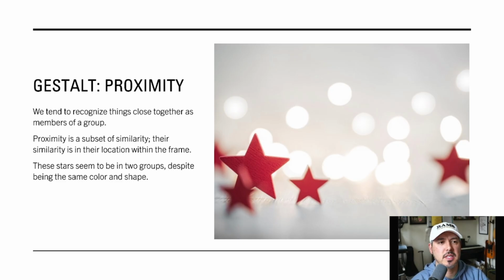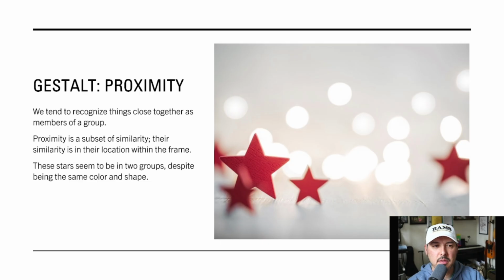Another element of Gestalt is proximity, where we tend to recognize things that are closer together as being parts of groups. If you look at this image, you may perceive one group of red stars on one side of the frame, and on the other side, one red star that's kind of separated from that group, right? If you look at the group on the left, they're different sizes. Some are out of focus, so they're probably not sitting right next to each other necessarily.